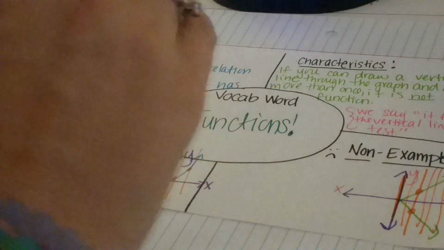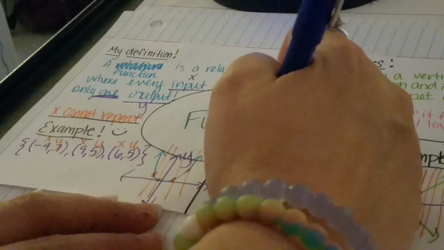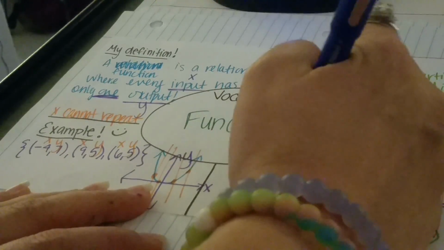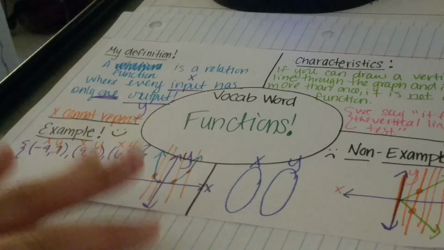All right, now, do you guys remember mappings? What does a mapping look like? If you remember, then you should remember what it looks like. Two ovals. What's on the left side? And what's on the right side? All right, so this is a non-example. So please write this on the non-example side.